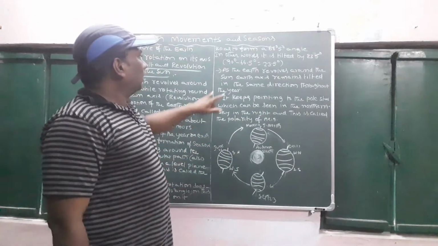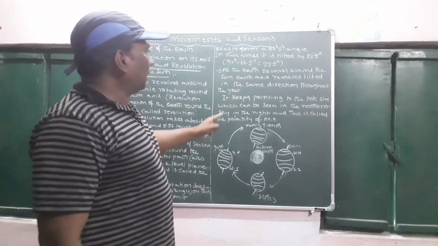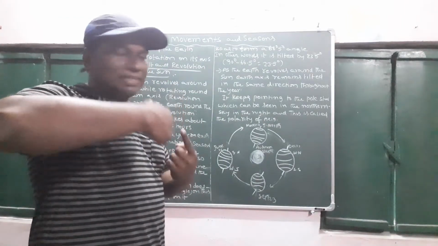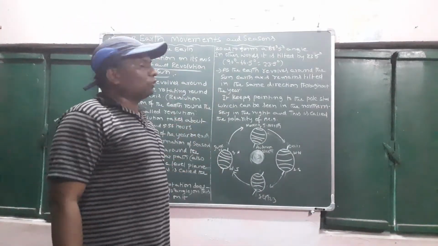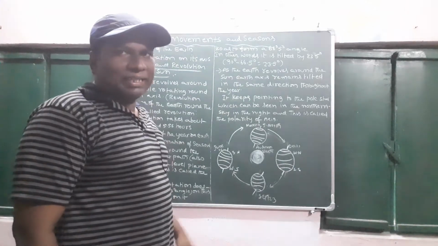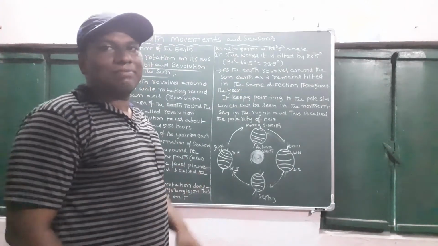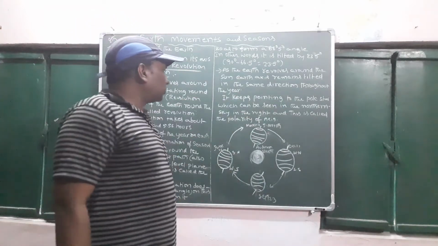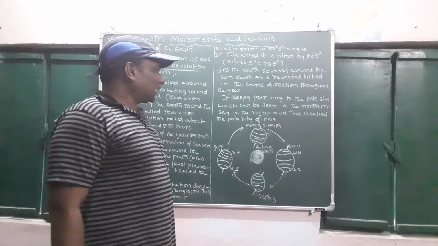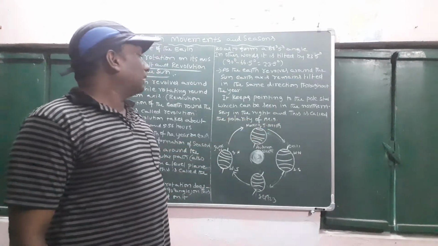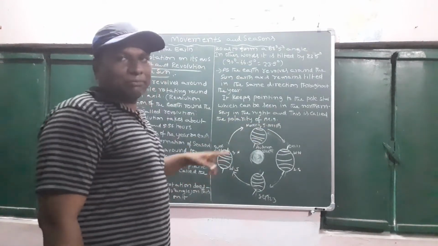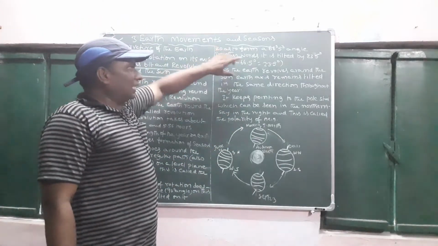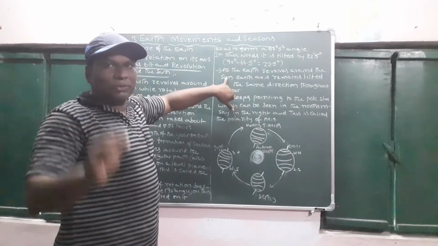Then as the earth revolves around the sun, earth's axis remains tilted in the same direction throughout the year. That's why different areas receive different kinds of sunlight. It keeps pointing to the pole star, which can be seen in the northern sky at night. And this is called the polarity of axis. Very, very important. Remember this one. Polarity of axis.